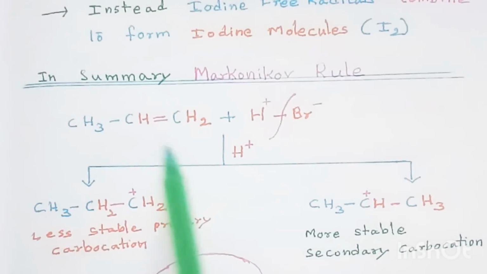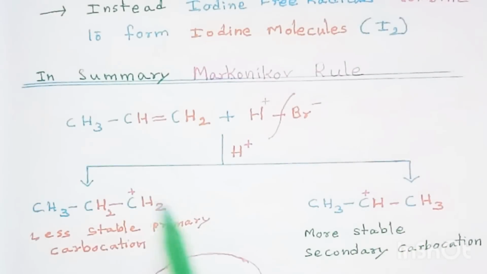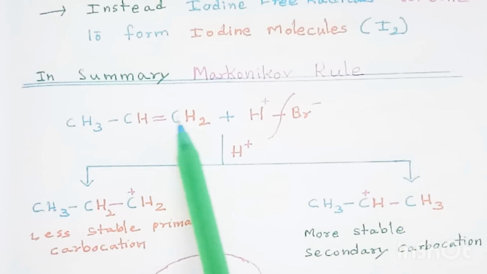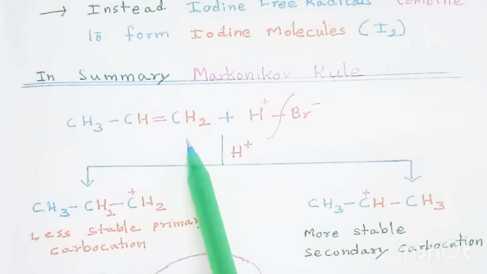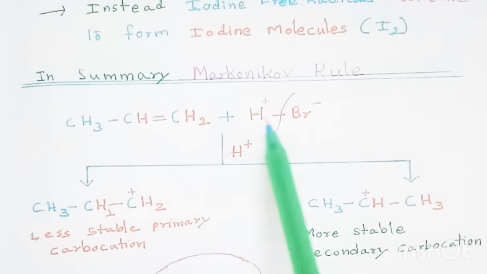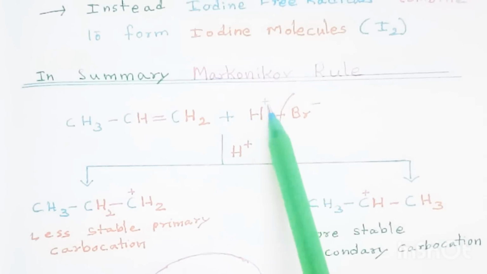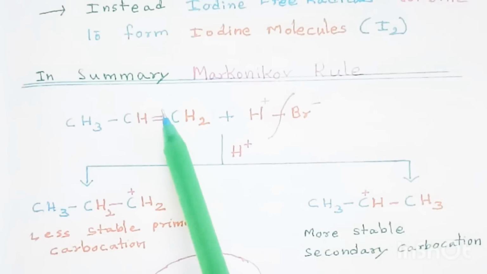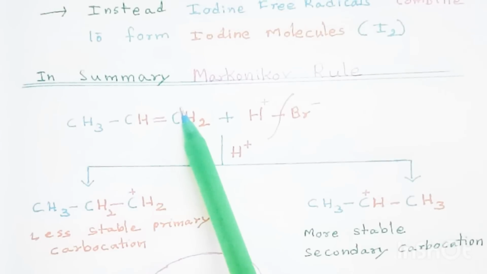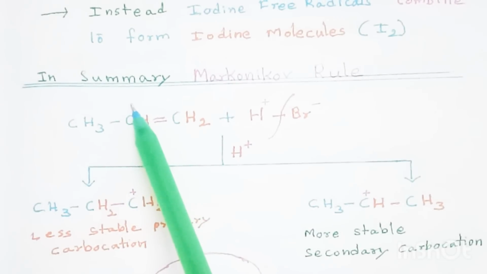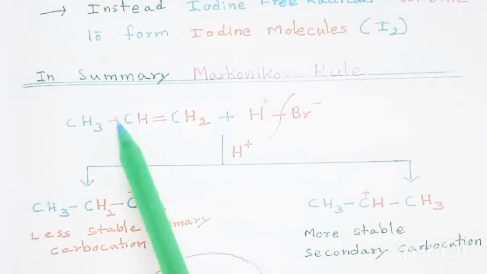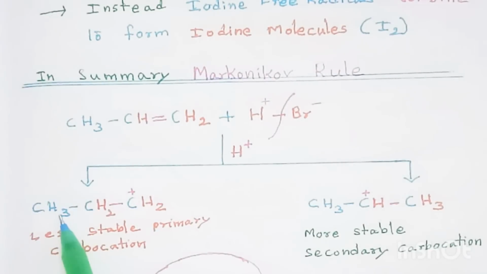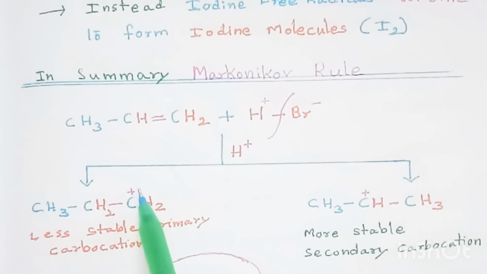Let's see the summary. In summary, Markovnikov rule: CH3CH=CH2 is propene. When it is added to HBr, HBr becomes H plus and Br minus. This H plus can attack this double bond and gets attached to this carbon atom or this carbon atom. When it gets attached to the second carbon atom here, we get CH3CH2CH2 plus.